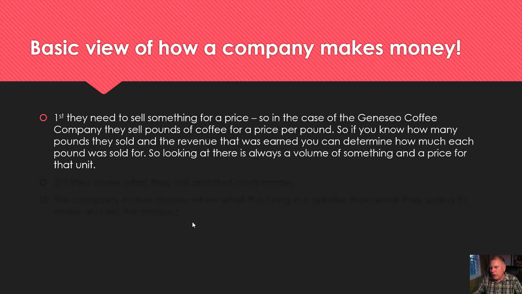Well, in a very simplistic way, they need to sell something for a price. So in the case of GENSESEO Coffee Company, they sell pounds of coffee for a price per pound. So if you know how many pounds are sold and the revenue, then you could determine how much each pound was sold for. And in reverse, if you knew how many pounds were sold of coffee and what the average price was, you should be able to determine total sales. So in GENSESEO Coffee Company, as you've already seen, they buy beans, they roast beans, they sell beans, and they get paid. So it's all volume, based on pounds of coffee and price per pound.